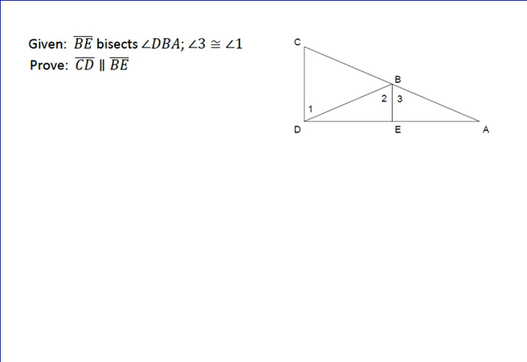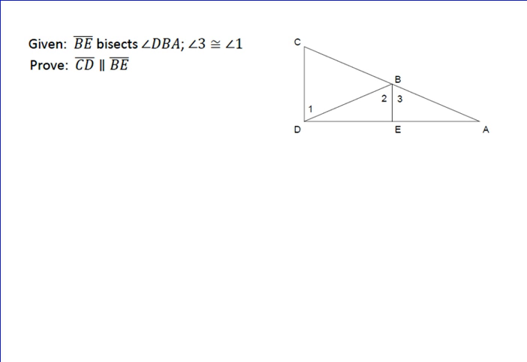So in this one it says you're given that BE bisects DBA and angle 3 is congruent to angle 1. And you want to show that CD is parallel to BE. So we always start with the proof. What are you trying to prove? And think about how I can do that. And there really are a couple ways you could do it.